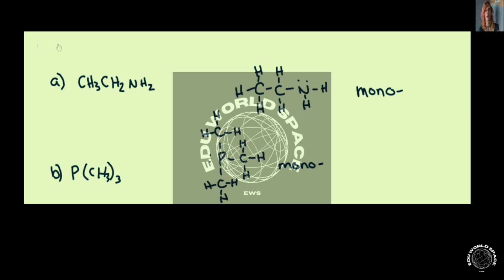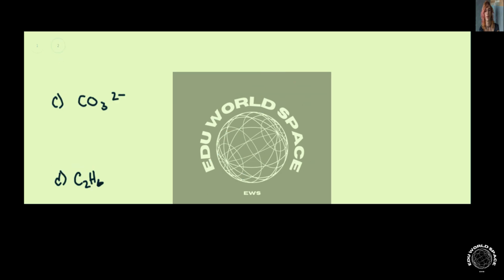Moving on to parts C and D. For C, we have carbonate, so this is CO3 2-. So again, we're going to start left to right. We're going to have a carbon with three oxygens coming off of it. And we're going to have one bonded with a double bond, and then two with single bonds.